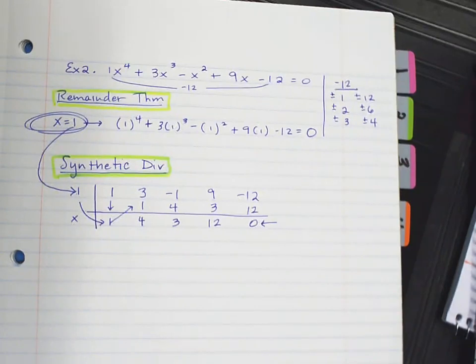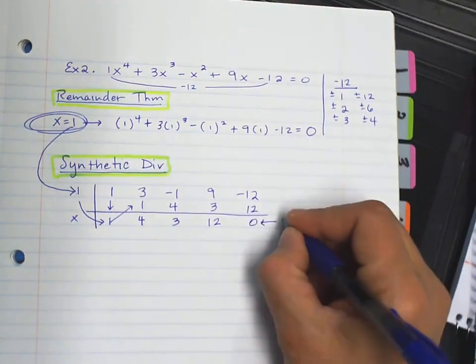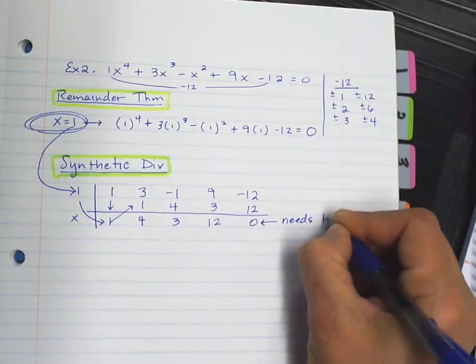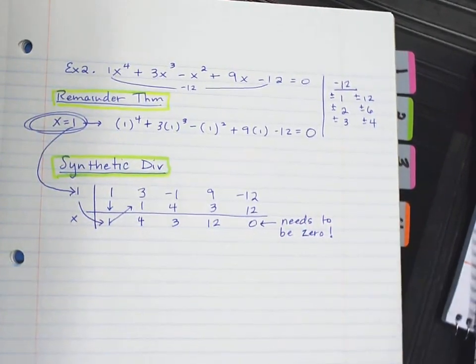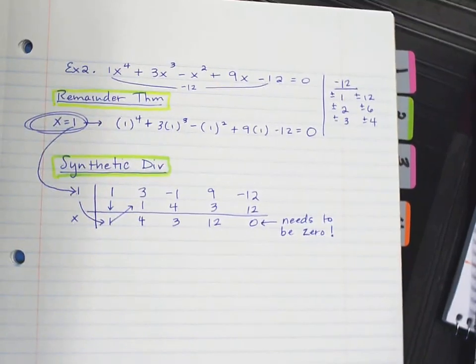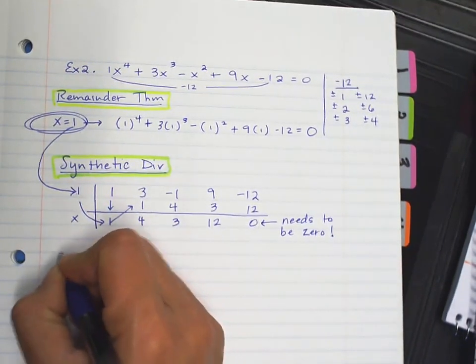All right, what do we do next? So the remainder always has to be 0. So it needs to be 0. Okay, so next step is what? Grouping.